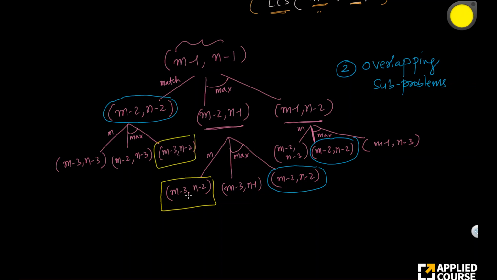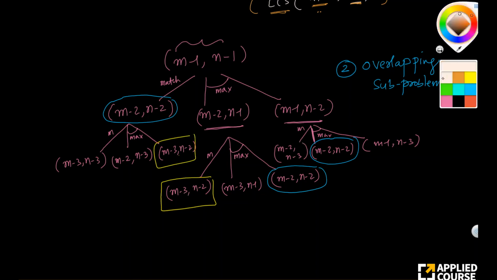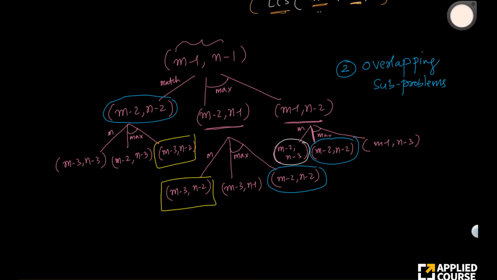Same problem being solved twice, right? Look at this. Again, you have m minus 2, n minus 3, m minus 2, n minus 3. You have the overlapping subproblem because in the recursion tree, the same problem is being solved in different parts of the recurrence tree. Suppose I solve the problem once here, why should I again solve it here? Why don't I store this data and reuse it, right?